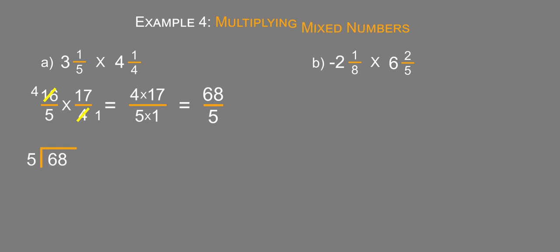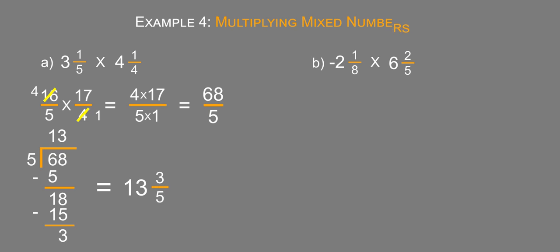We'll go ahead and write that out as a division problem. 5 times 1 is 5. 6 minus 5 is 1. Bring down your 8. 5 times 3 is 15. 18 minus 15 is 3. And that's less than the 5. So a remainder we put over what we're dividing by. So this equals 13 3 fifths.